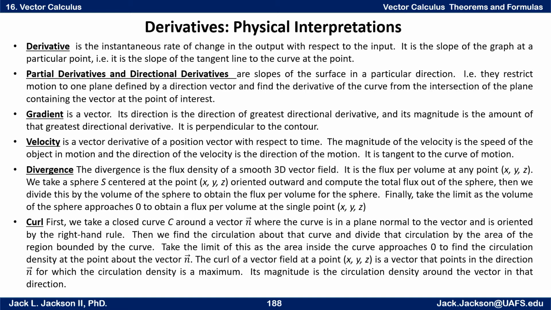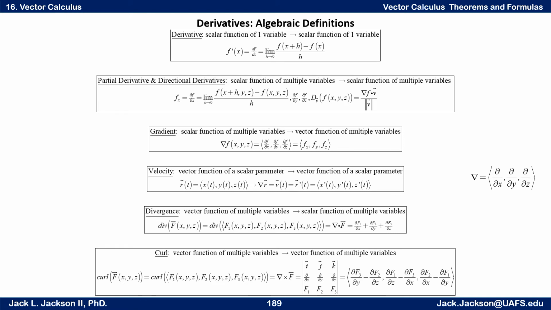Whichever one of those has the biggest circulation density, pick that one and take its magnitude as the curl and its direction as the direction of the curl. Now, these are the most important things, the actual physical interpretations, but we also have algebraic definitions as well. And so they're summarized on this page.